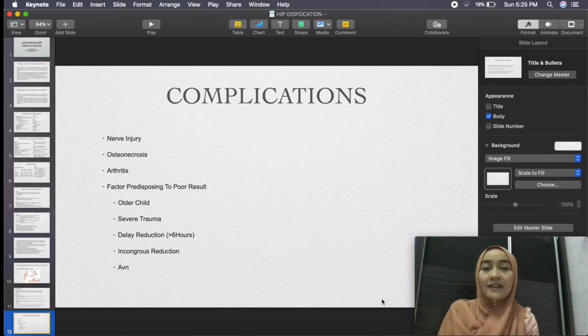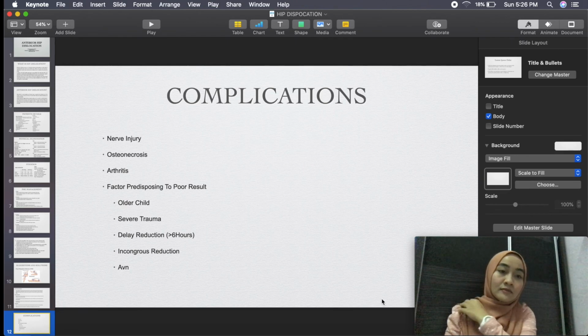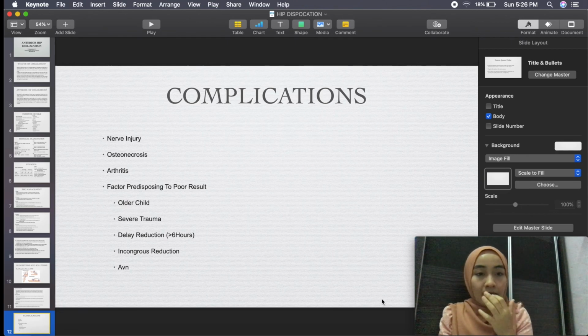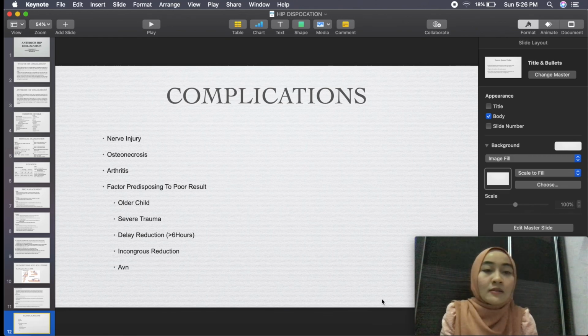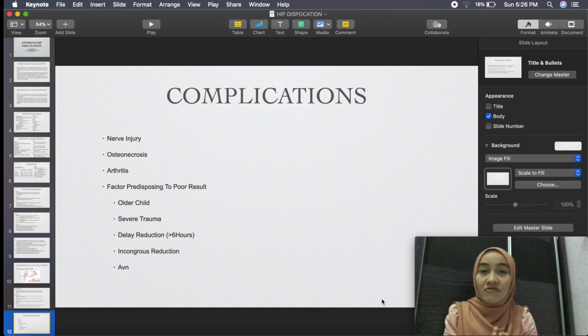Okay, for complication, anterior hip dislocation also has complications. First, it can cause nerve injury, osteonecrosis, arthritis, and also factors predisposing to poor result. There are also factors that can lower the result of the CMR, like older child, severe trauma, delayed reduction which is more than 6 hours, incongruous reduction, and AVN.